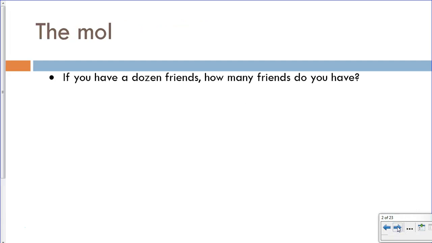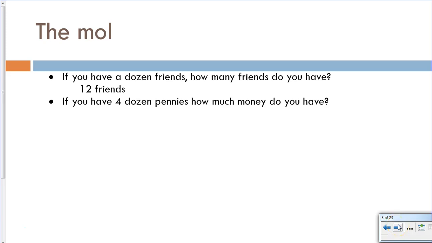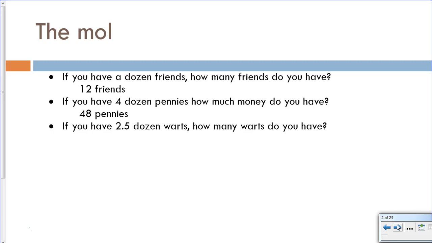Okay, if we start talking about the mole, we can start making comparisons to common terms we use around the house. If you're talking about a dozen friends, how many friends do you have? Well, a dozen's a quantifier that means 12, so a dozen friends would be 12 friends. 4 dozen pennies, how would you figure out what you have? You take your 12 and you multiply it by 4 to say that you have 48 pennies.